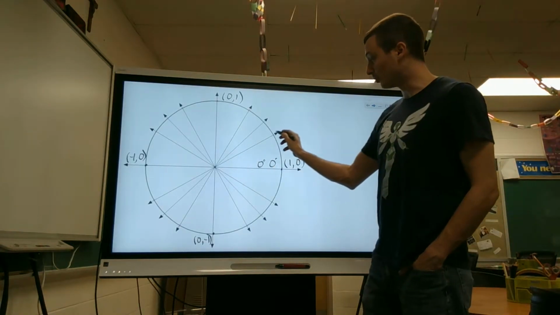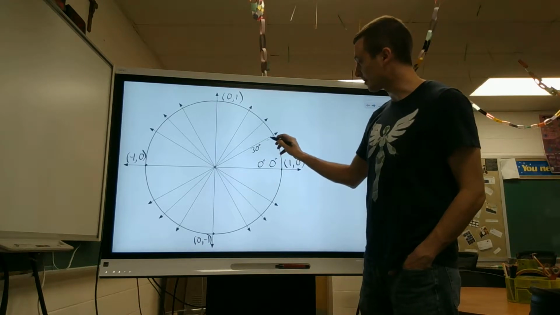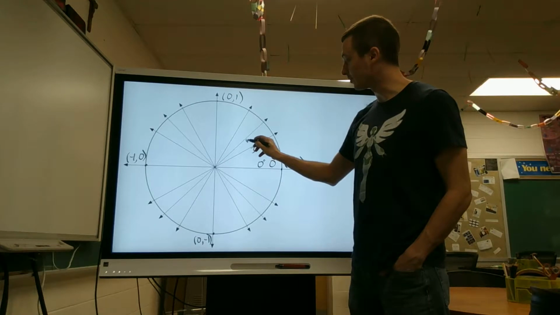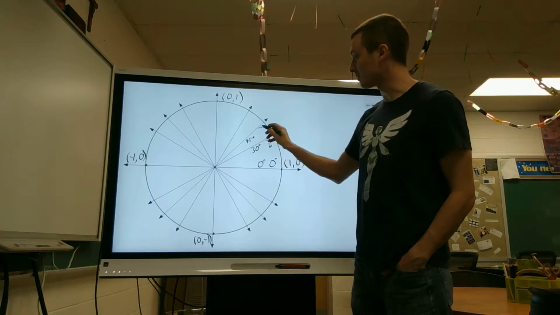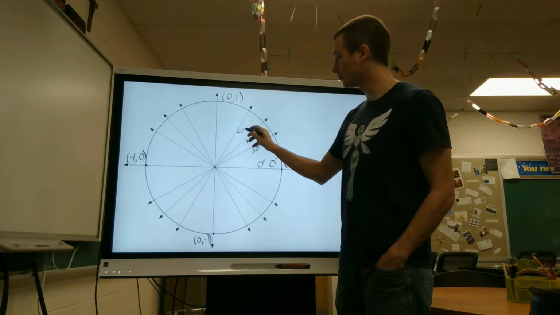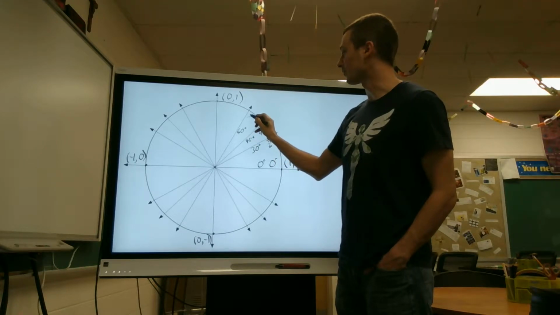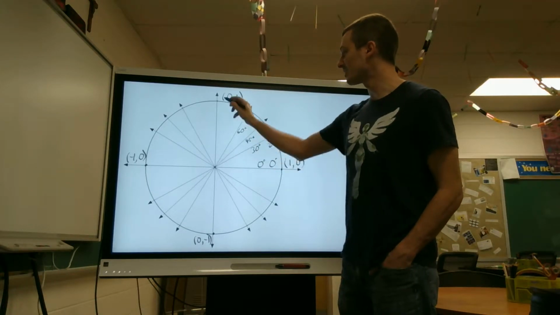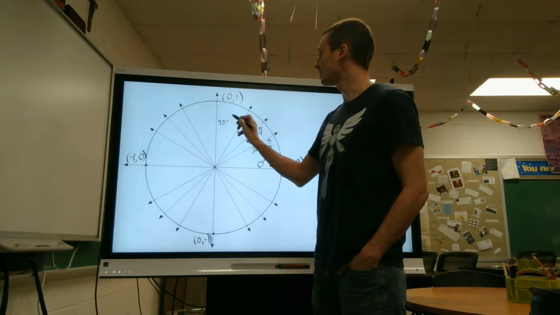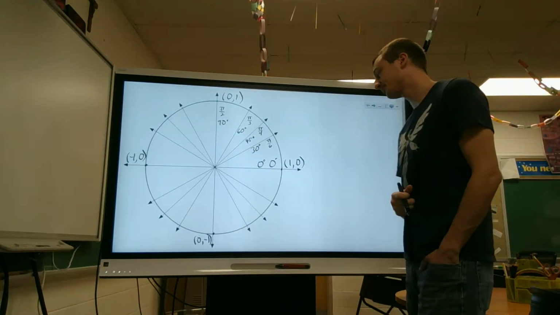So this angle, this first one, is a 30-degree angle, which is the same as pi over 6 radians. This next one is a 45-degree angle, which is the same as pi over 4 radians. This next one is a 60-degree angle, which is the same as pi over 3. And this last one is 90 degrees, well, last one in the first quadrant, at least. 90 degrees and pi over 2 radians.